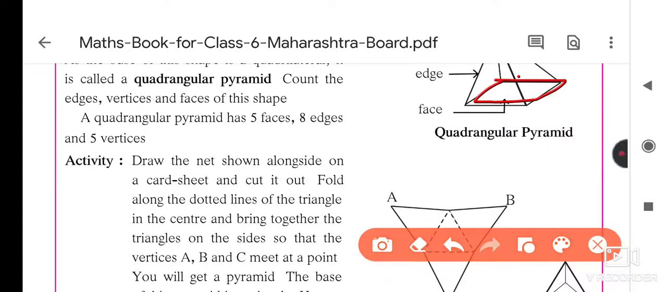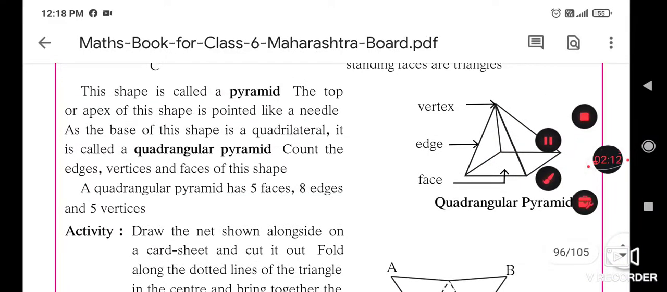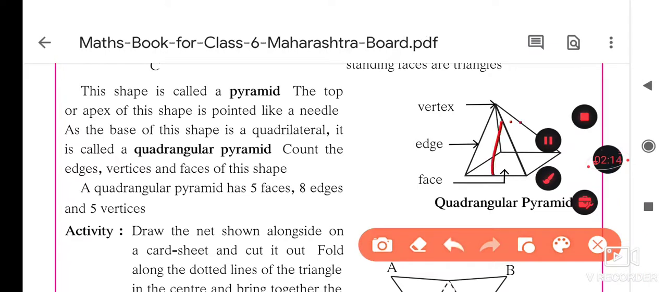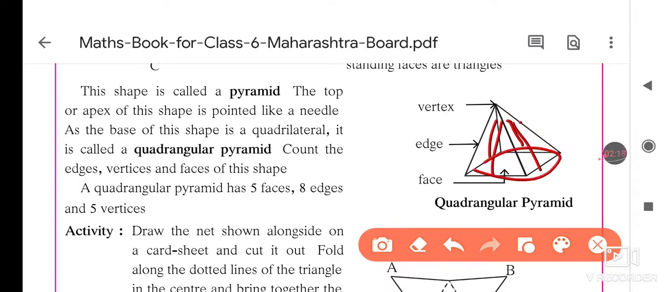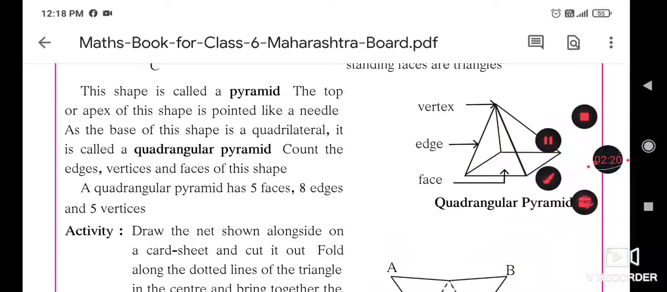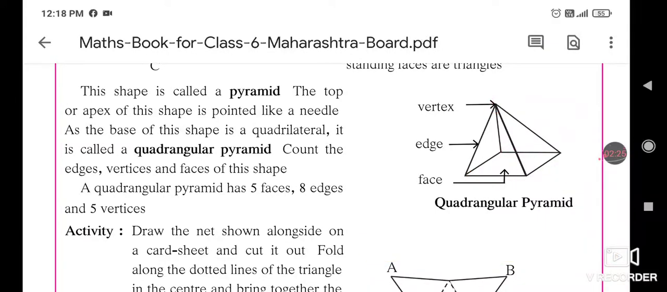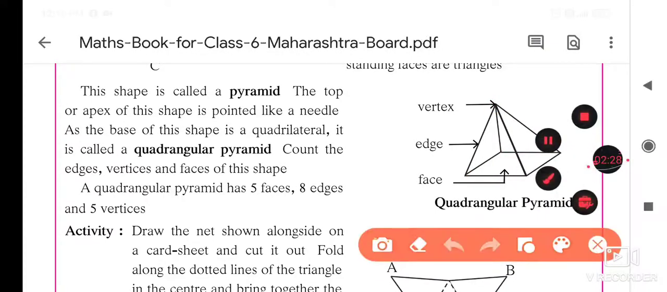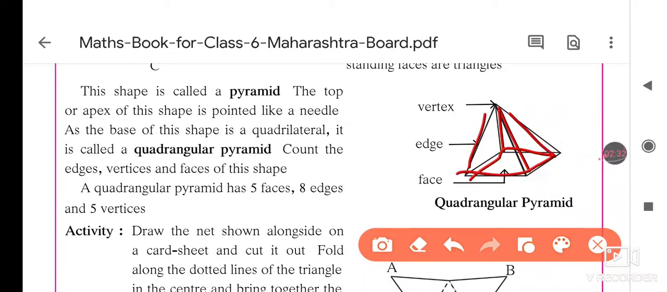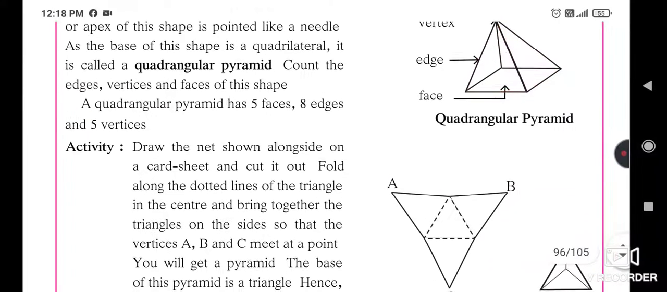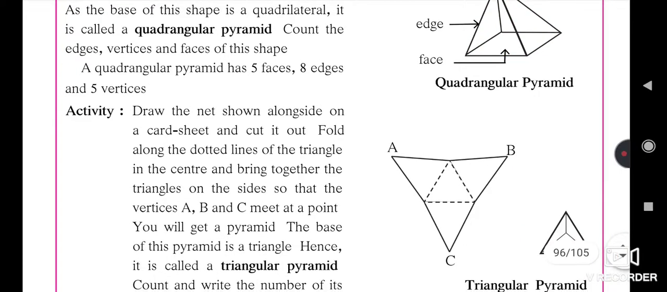Now count the edges, vertices and faces. If you see here, you will notice 1, 2, this back side 3 and 4, and the downside 5, so 5 faces are there. Speaking about the vertices, 1, 2, 3, 4 and 5, so 5 vertices are there. Edges, how many? 4 plus 1, 2, 3, 4, so 8 edges are there. I will show you the shape also.